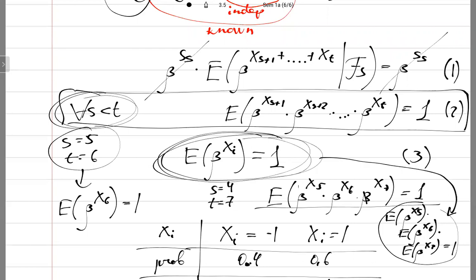You see, it's necessary because if I plug in s equal to 5 and t equal to 6, but if this condition is satisfied for every x, for x5, for x6, I can multiply them and I get all conditions of type 2. So, honestly speaking, condition 3 is necessary and sufficient for condition 2.